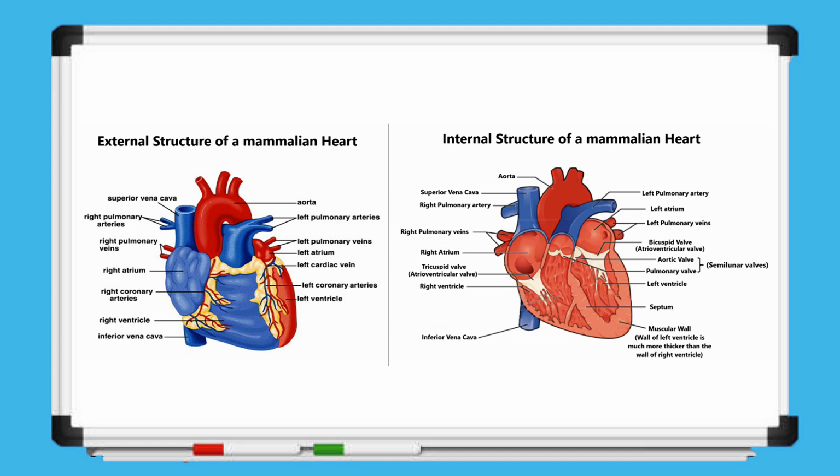When we move to the internal view, the cross-section allows us to see the four chambers, the right and left atria at the top, and the right and left ventricles at the bottom. We can also observe the septum, which separates the two ventricles, and the important valves like the tricuspid, bicuspid or mitral, aortic, and pulmonary valves that control blood flow. Another key point shown here is the difference in thickness of the muscular walls, with the left ventricle having a much thicker wall compared to the right, because it must pump blood all around the body. This comparison helps us understand how the heart's external and internal structures work together to maintain efficient circulation.